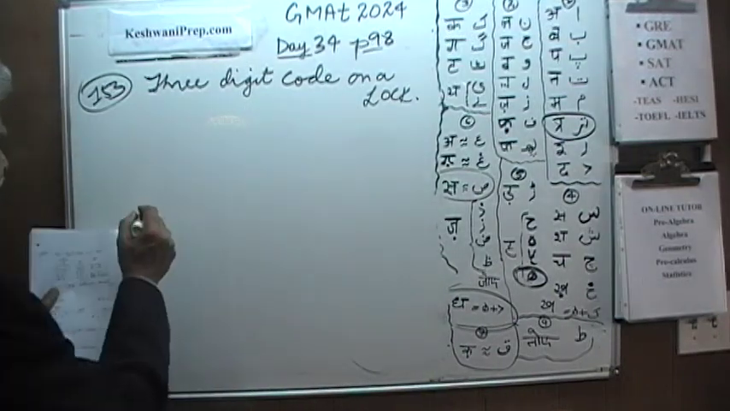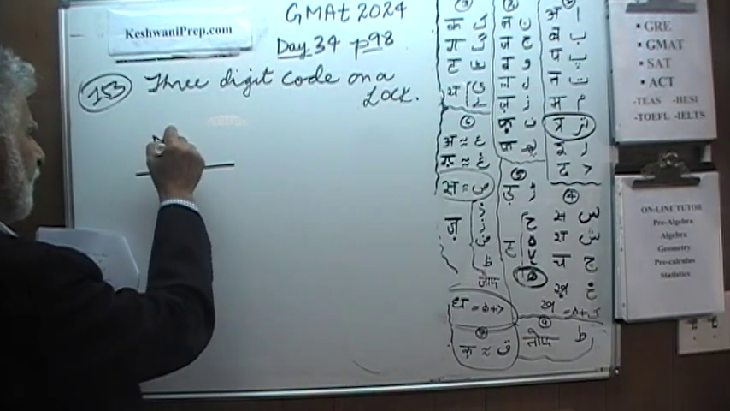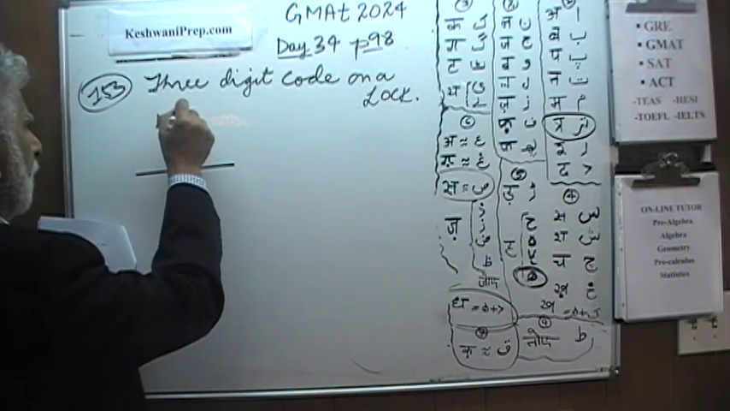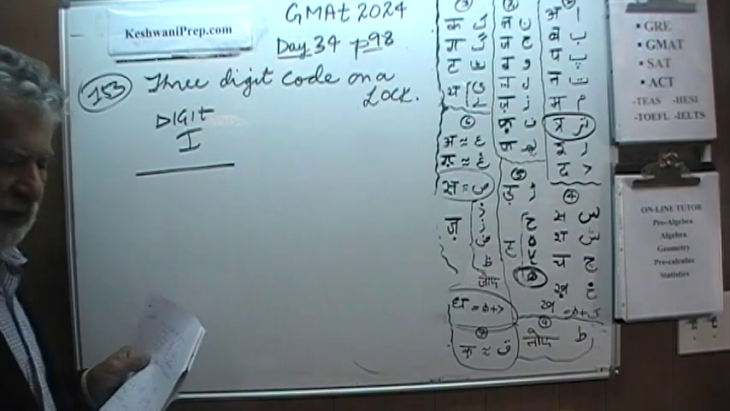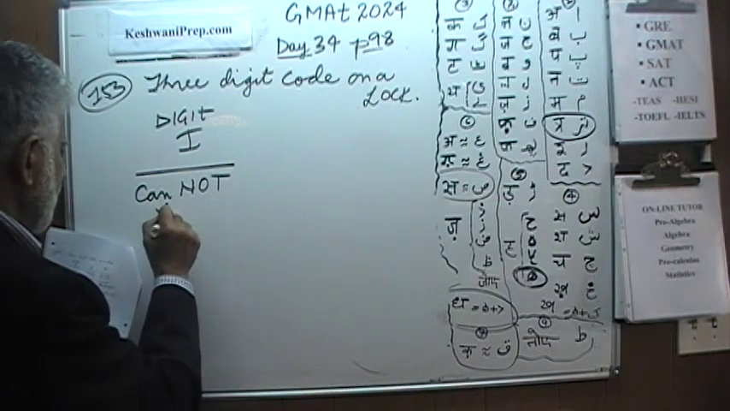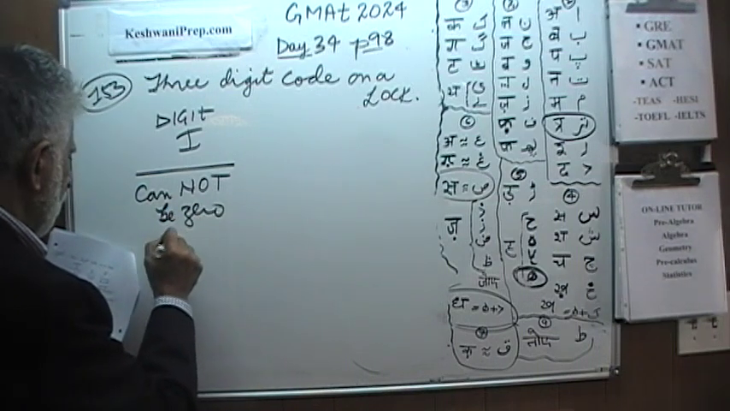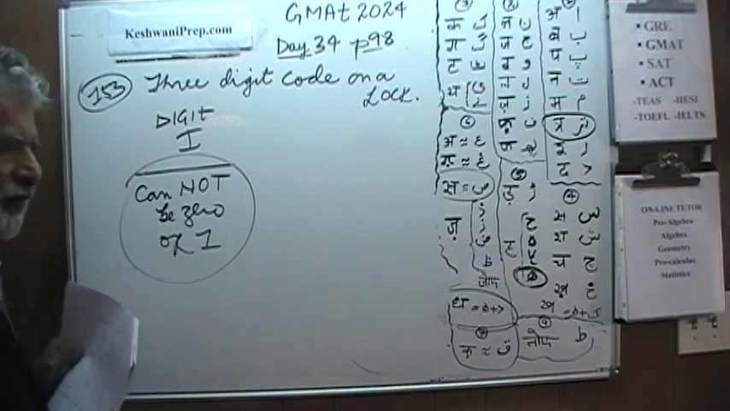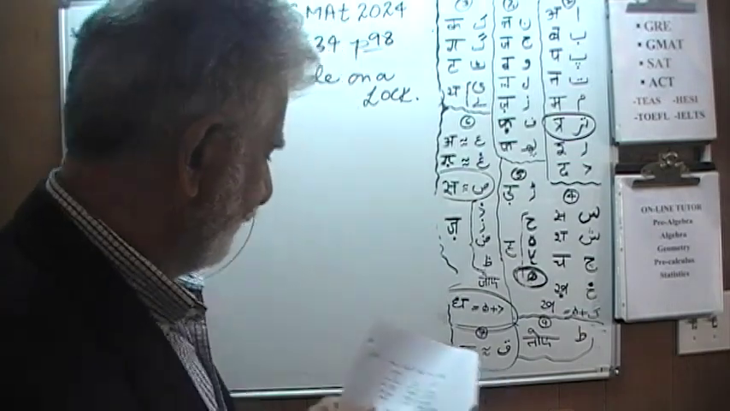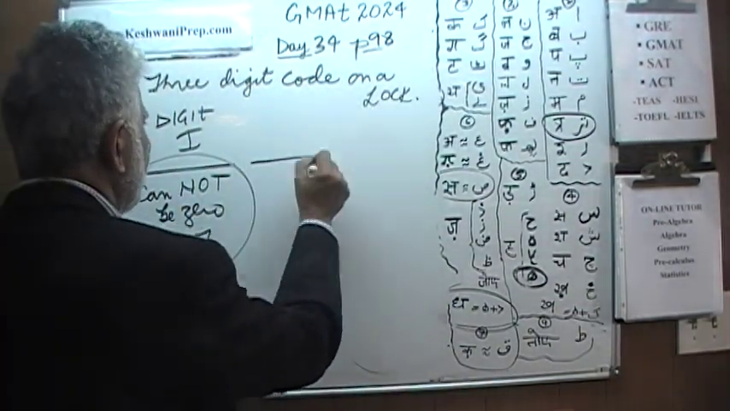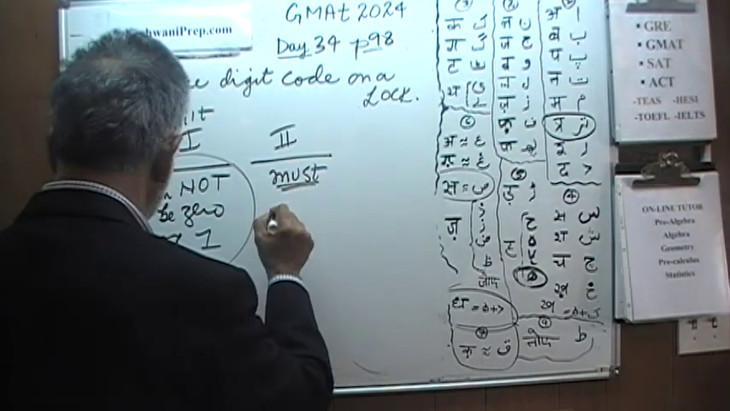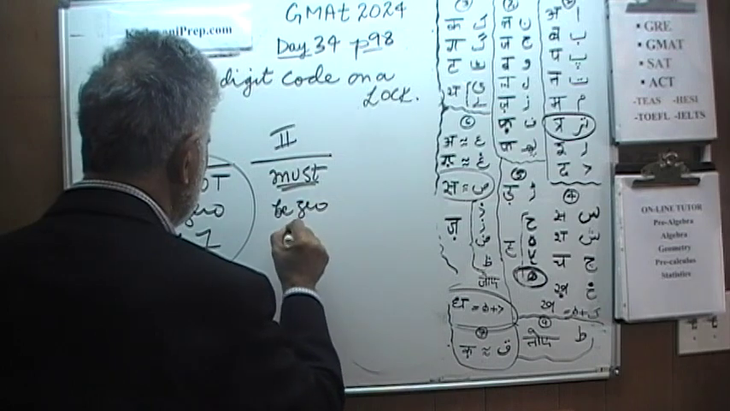Here's the first one. The first digit, digit number 1, has to meet this condition. First digit cannot be 0 or 1. That's the condition we have to meet. The first digit of the code cannot begin with either a 0 or a 1. The second digit, we are told, must be 0 or a 1.